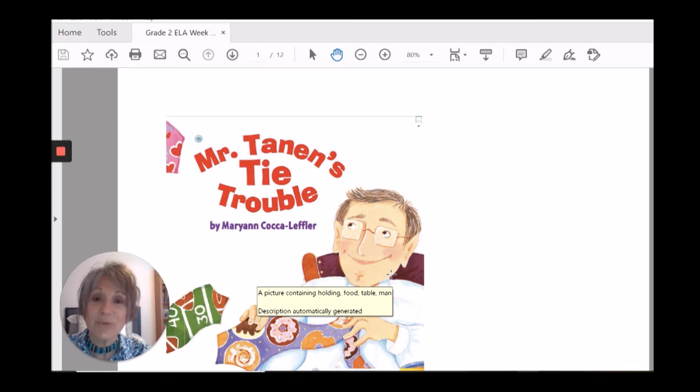For today's lesson, you will need 2 sheets of paper and something to write with. I will pause for about 10 seconds while you gather those materials. Do that now.